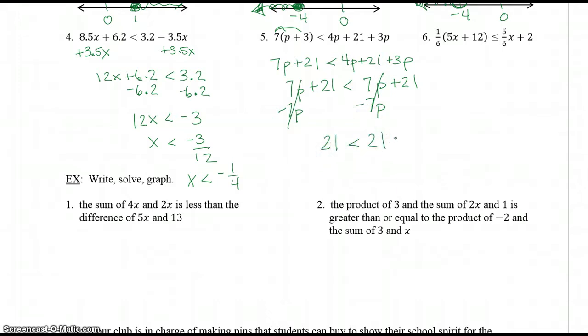Remember when we solved equations, some of the problems gave us no solution and some of them gave us infinitely many solutions. This one would be no solution, because all the variables canceled out and it made a false statement. 21 is not less than 21. Had it said less than or equal to, that would have worked.